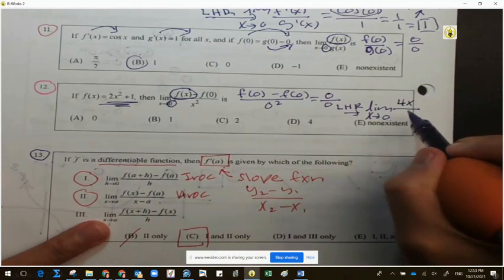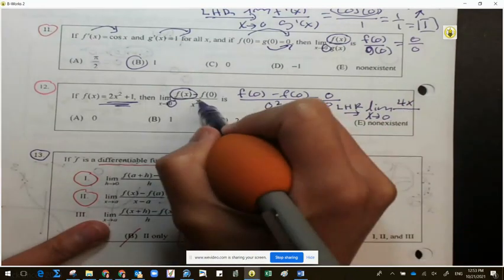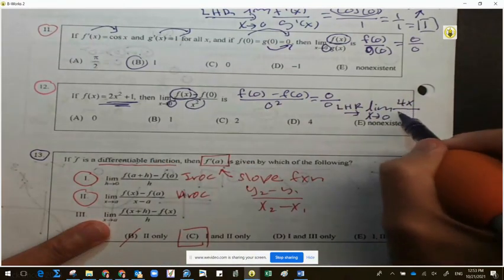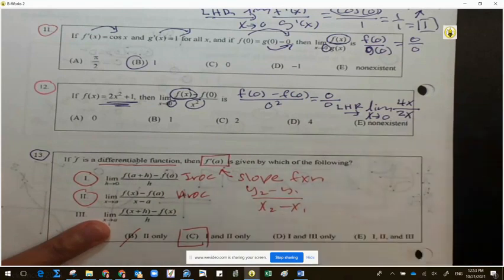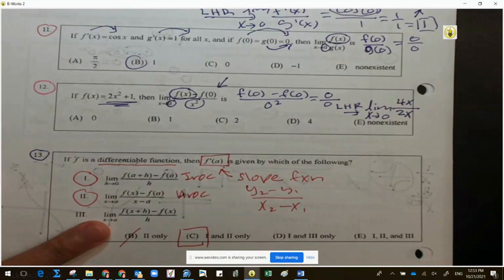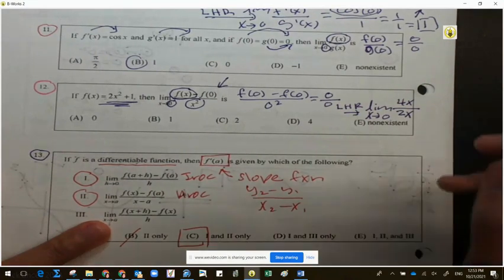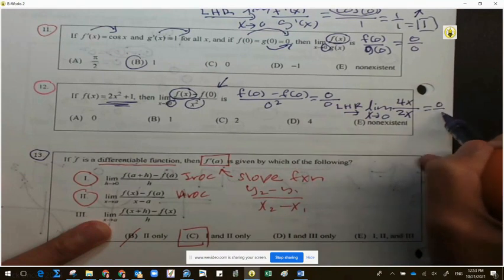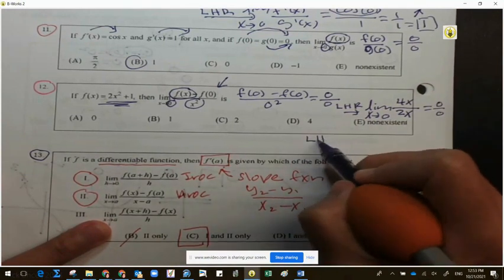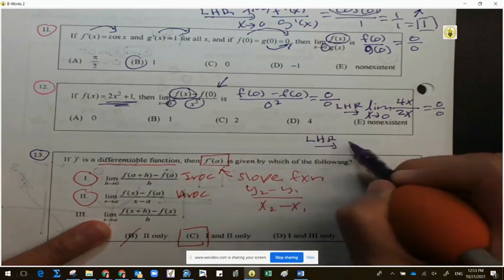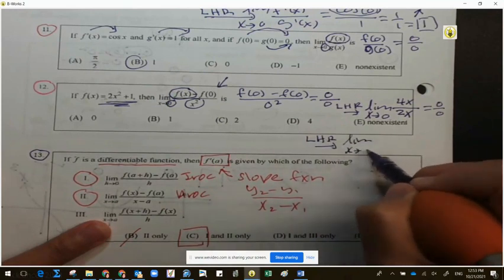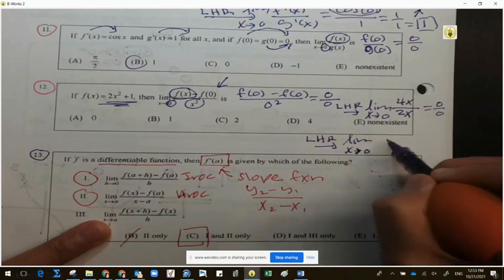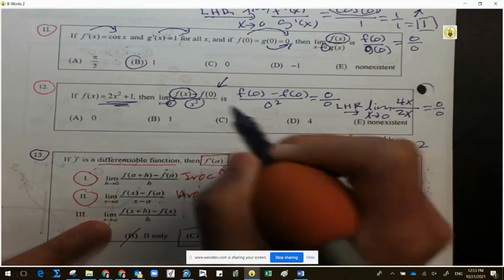And what's the derivative of the bottom? 2x. Why am I not doing anything about this one? Because the derivative of that is going to be 0 no matter what. Okay? So right now we have it the same again. So we have 0 over 0 again. So let's use L'Hopital's rule one more time and see if it comes to a conclusion. So what is our derivative of 4x? And then the bottom? And that's going to reach? Voila.